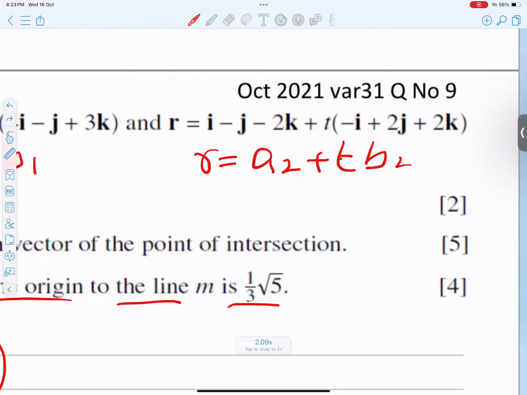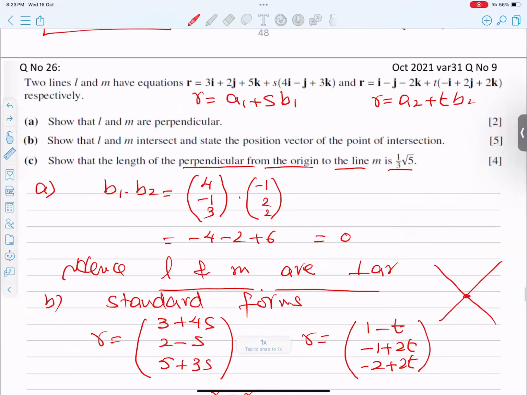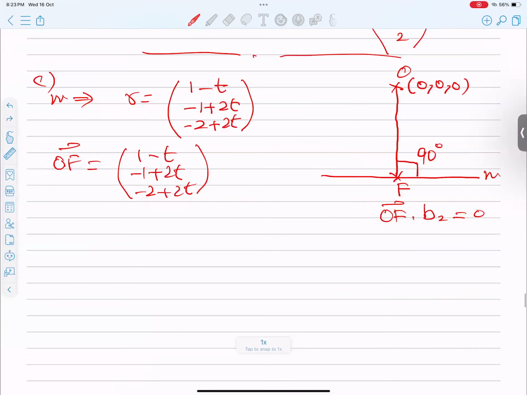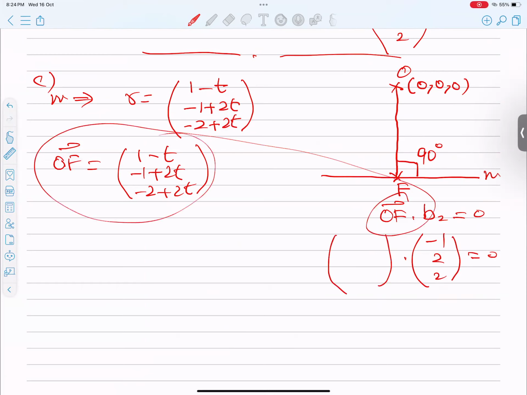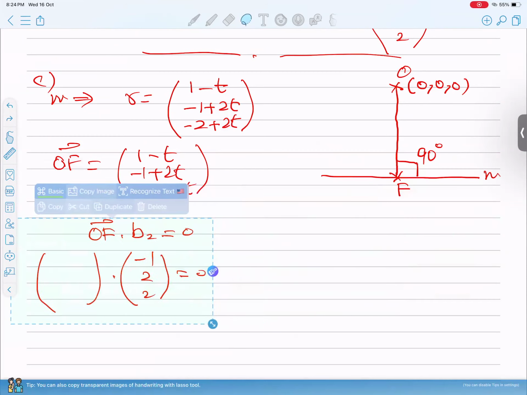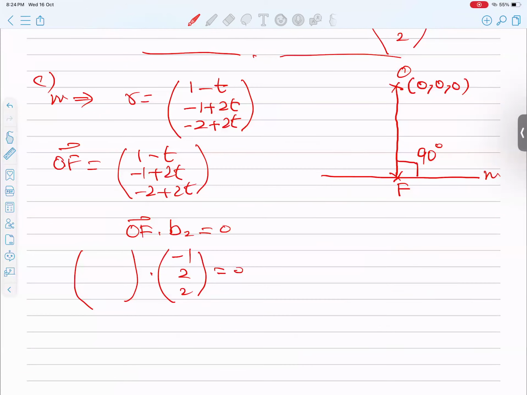So what is the direction? -1, 2, 2. So -1, 2, 2 is this, and this is b2. Now the only thing left is OF. And where is OF? I believe it's nothing hard. Luckily I have it here, so I will plug it in there. And now I'm starting the rest of the plan. I'm shifting it here, and OF I get from the top here. So, right: 1 minus t, -1 plus 2t, -2 plus 2t.